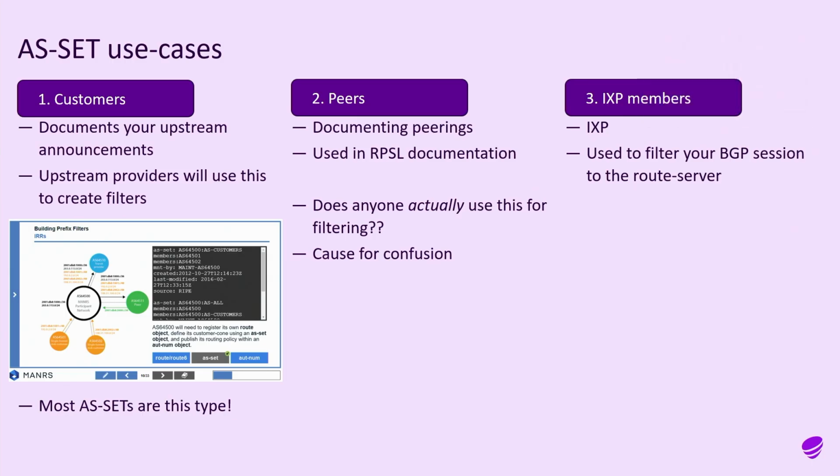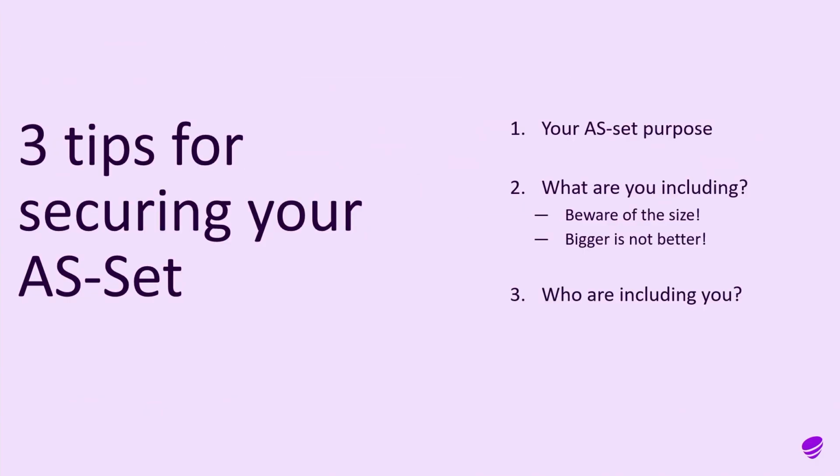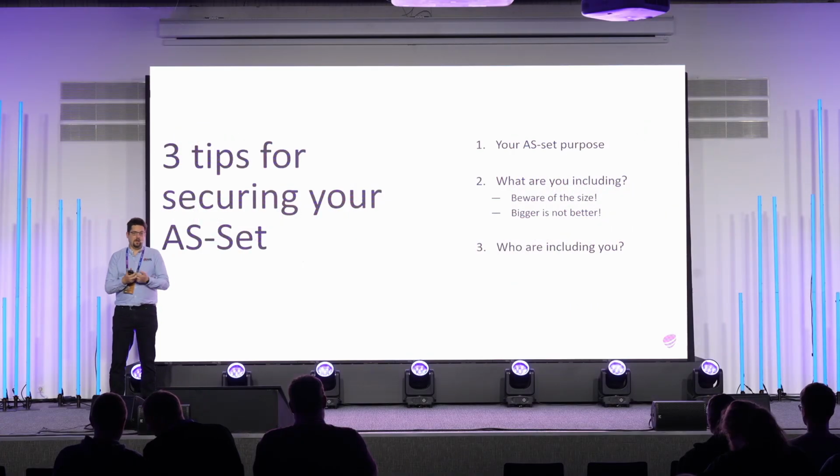And then we have the two other options, documenting your peers and documenting your IXP members. And I am here to talk to you today about whether those two are actually harmful for the routing security that we have on the internet. I'm going to give you 3 tips for how you can improve your routing security by maintaining your AS set and how you work with it.